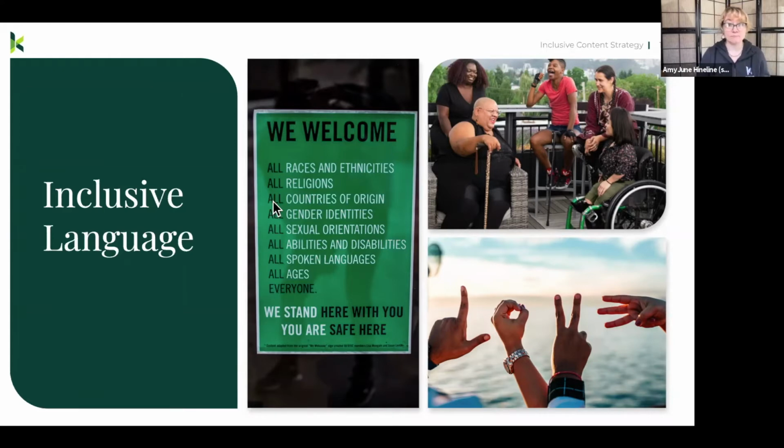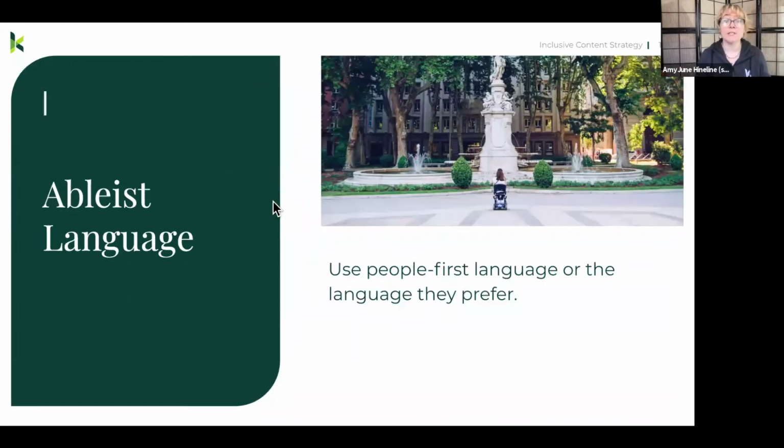Ableist language, for those unfamiliar, this is words or phrases that devalue people who live with disabilities. Most of the time it's inadvertent, but ableist language suggests that people with disabilities are abnormal or have less worth than other folks. So we want to use people first language, use people with disabilities instead of disabled.